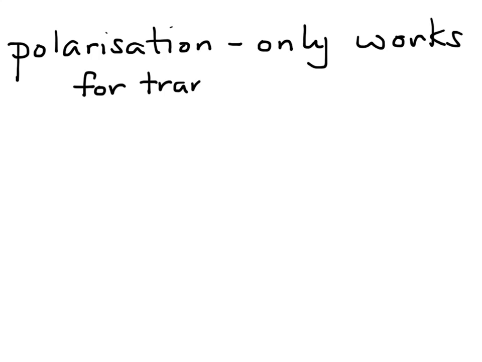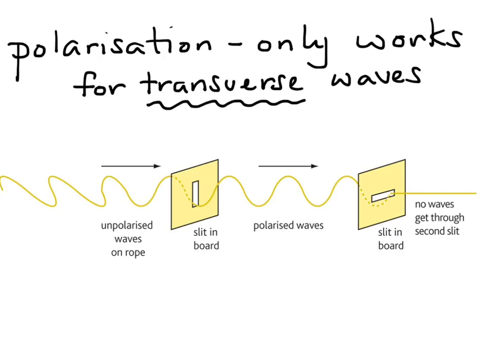Polarisation is something that only works for transverse waves, and that's because you have to have the oscillation at 90 degrees to the direction of travel. So in this diagram we've got something like a rope or a rubber cord which is oscillating up and down, in and out of the screen, and any other way at 90 degrees to the direction of travel.